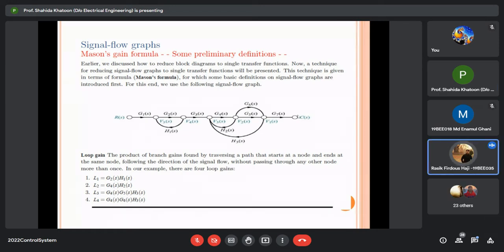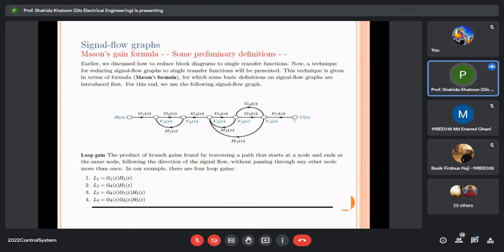G1, G2, G3, G4, G6, G7. Correct. Absolutely right. So there are two forward paths. One is straightforward from RS to CS. Then another one is if you take this from this node, if you take this path, you can also come to this node, output node.